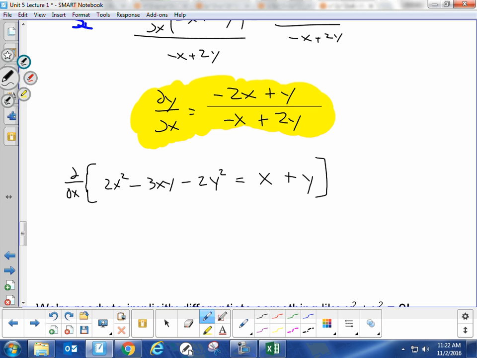Same deal, same process, take the derivative first, but we'll have dy/dx on the left side and we're going to have dy/dx on the right side. Move your dy/dx's to be on one side, move your terms without dy/dx's onto the other side, and then just solve for dy/dx like we did in the previous problem. Okay, go ahead and tackle this guy.